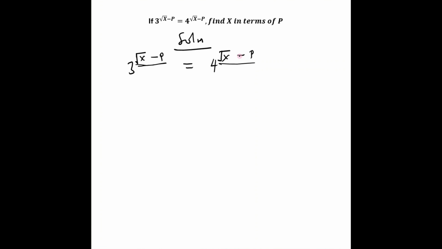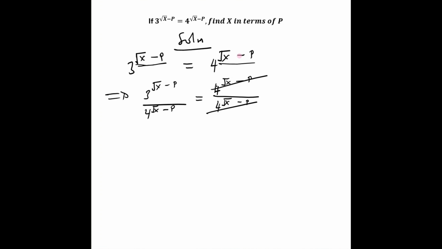Okay, now what we are going to do is let's divide both sides by 4 raised to power of root x minus p. So this will now imply that 3 raised to power of root x minus p divided by 4 raised to power of root x minus p will be equal to 4 raised to power of root x minus p all divided by 4 raised to power of root x minus p. So that way, this will cancel out this, right? And that will be 1.